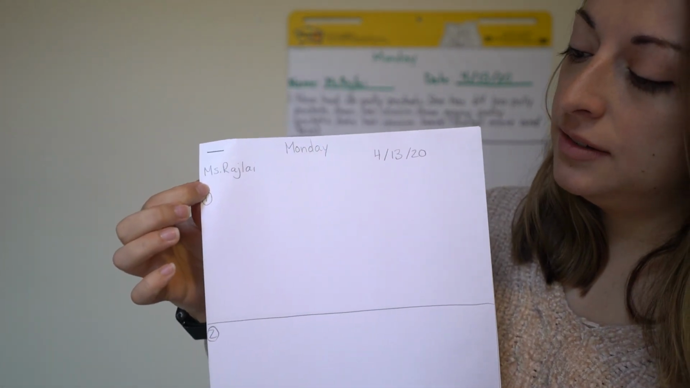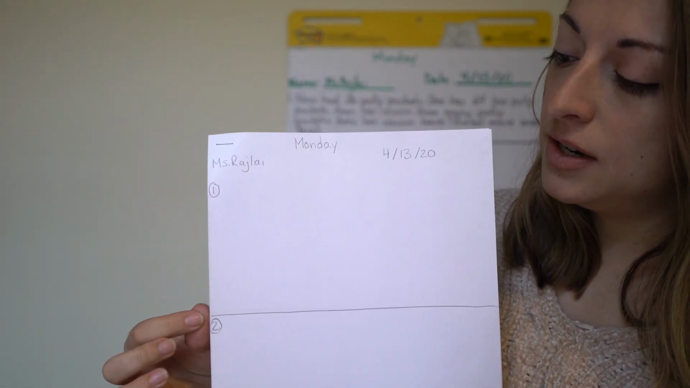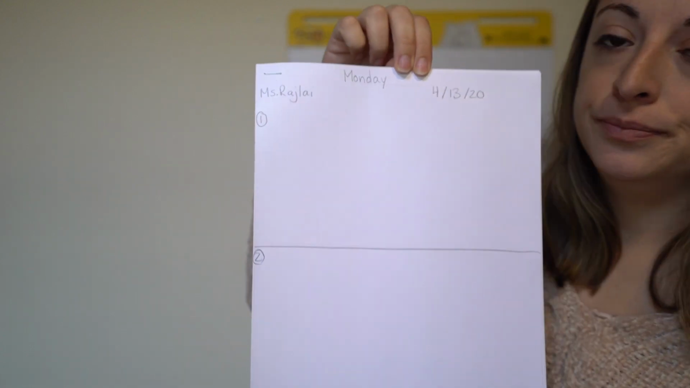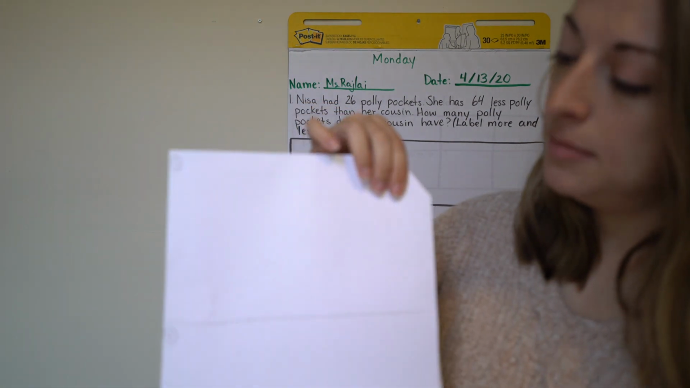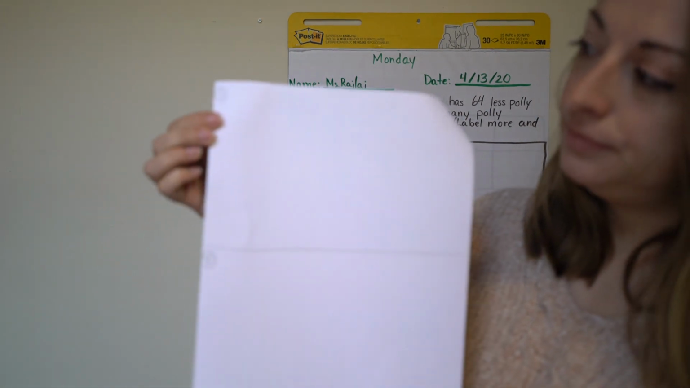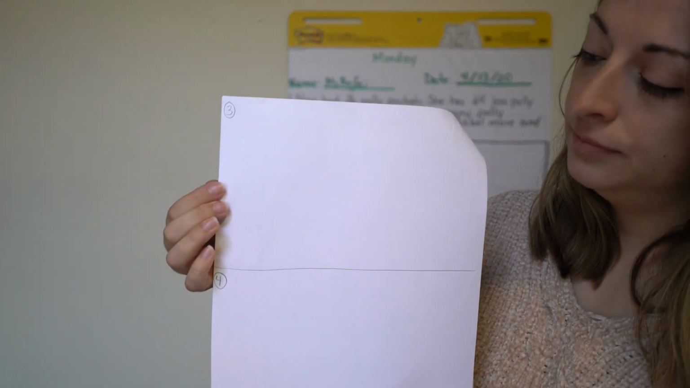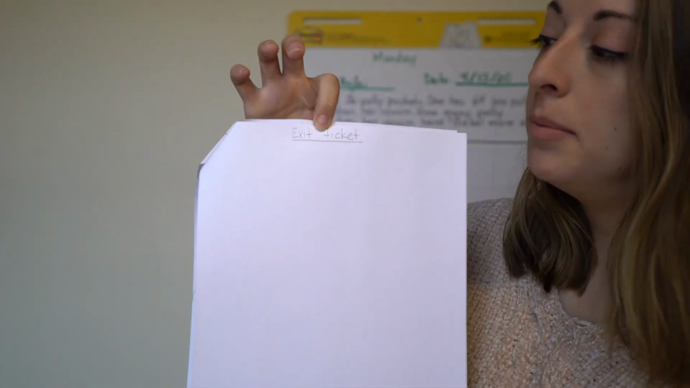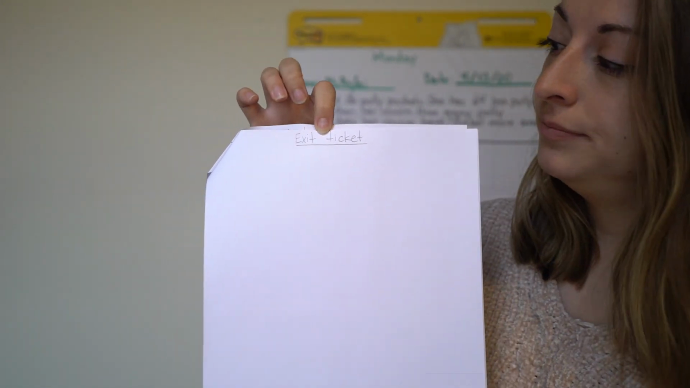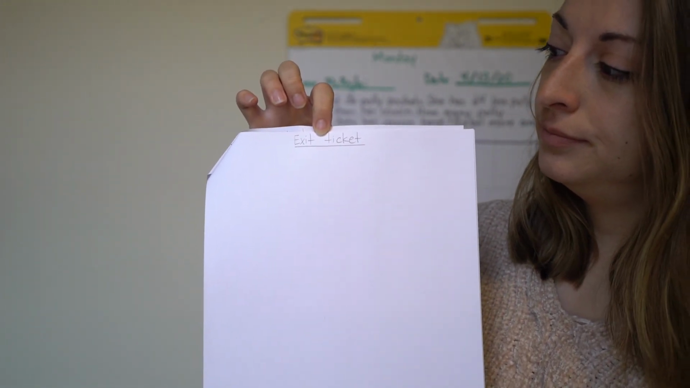Then you're writing number 1 with the line in the middle, and then number 2. On the back, you're doing 3 and 4 with a line in the middle. And then on the last page, you're writing exit ticket so you can write the problem out when we're finished with all our work. All right, let's get started.